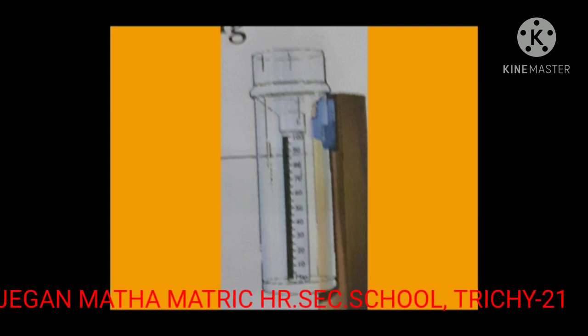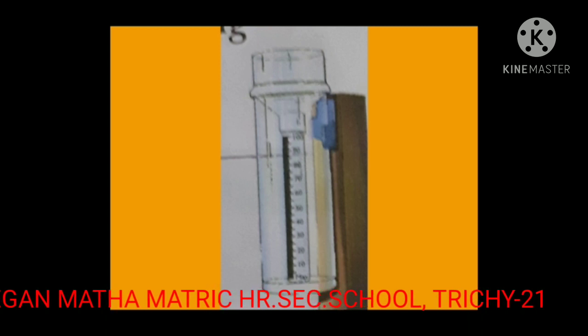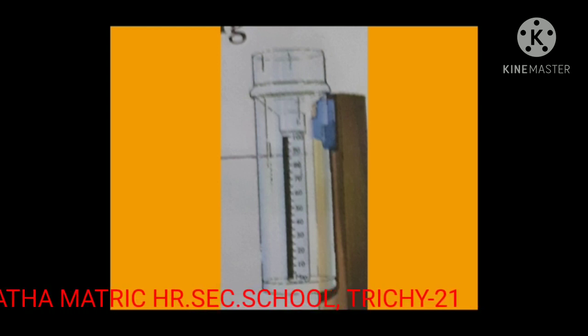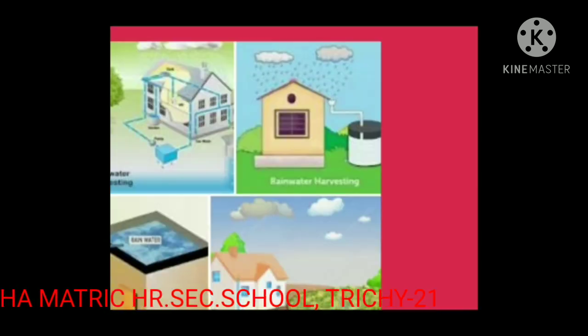Rain gauge is an instrument used to measure the amount of rainfall at a place in a day. So this is a rain gauge. It is used to measure the amount of rainfall at a place in a day.